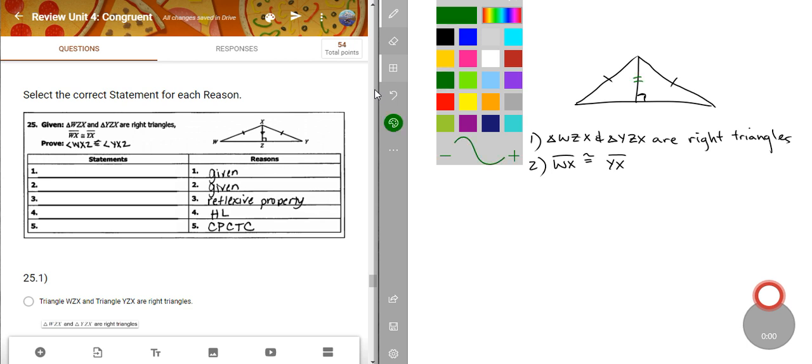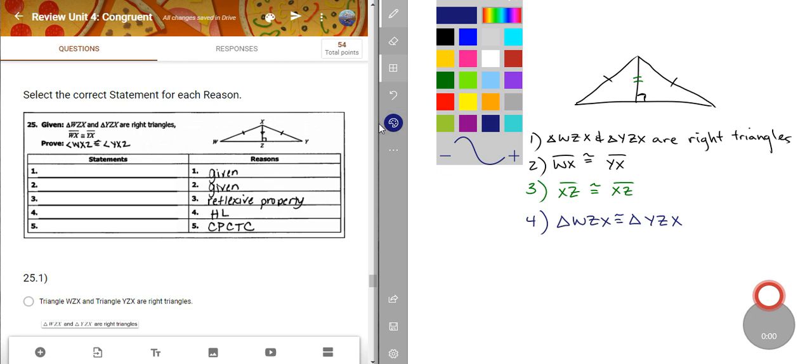There's our easiest, right down the pipe, because that's going to be the reflexive property. Sure enough, that's what the reason is, reflexive property. And so we know that XZ is congruent to XZ, congruent to itself by our reflexive property. We now have hypotenuse leg, because we got a leg and a hypotenuse on a right triangle. So this will tell us that triangle WZX is congruent to triangle YZX. Just make sure that we get corresponding parts lined up.